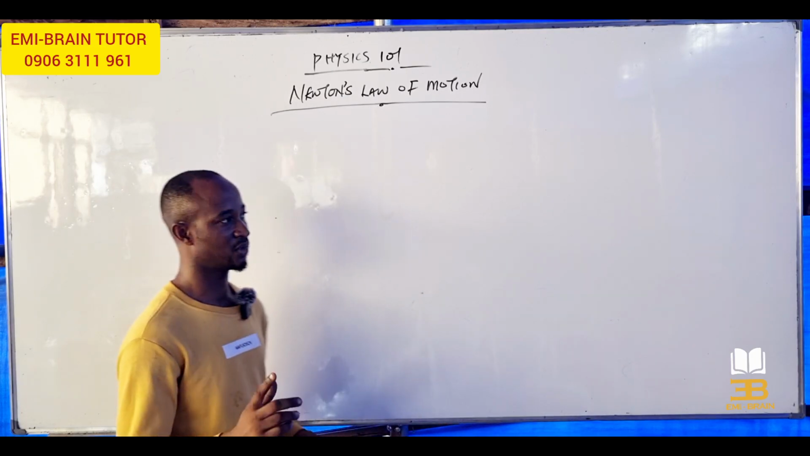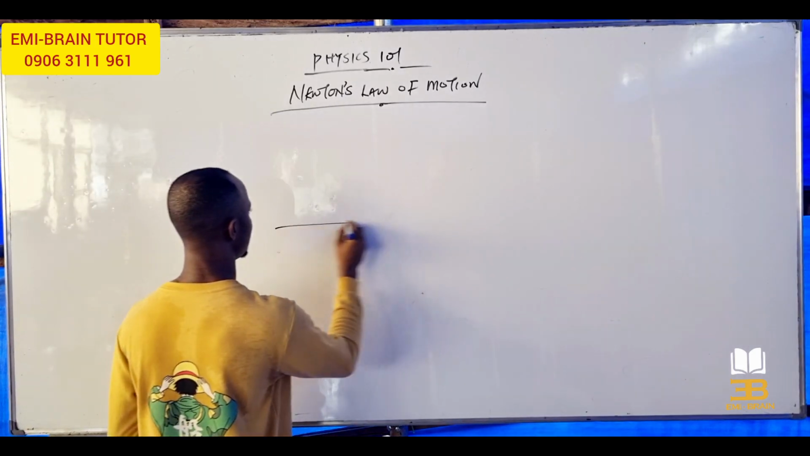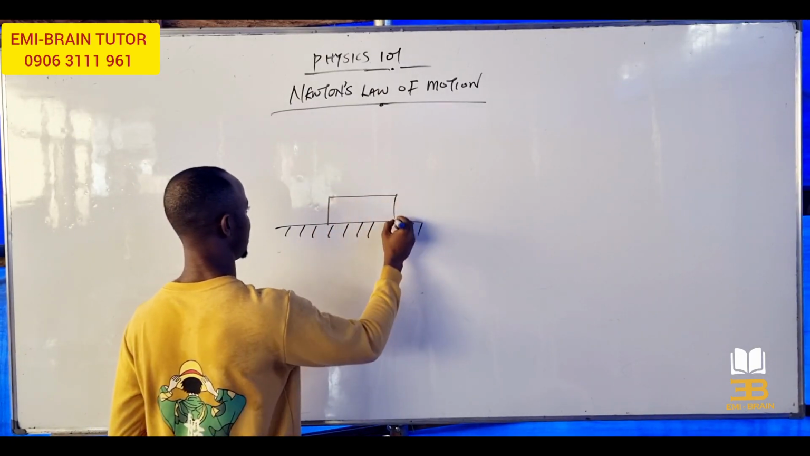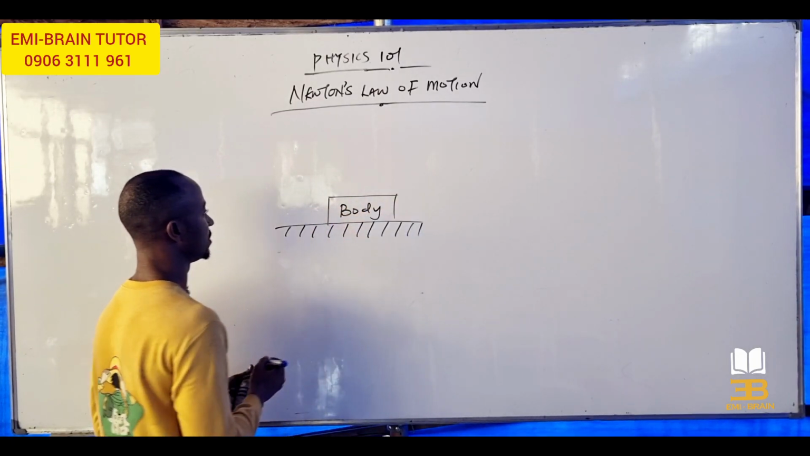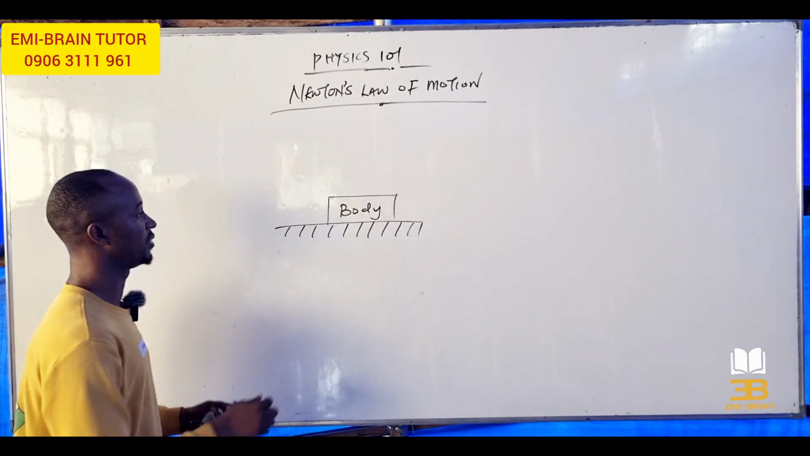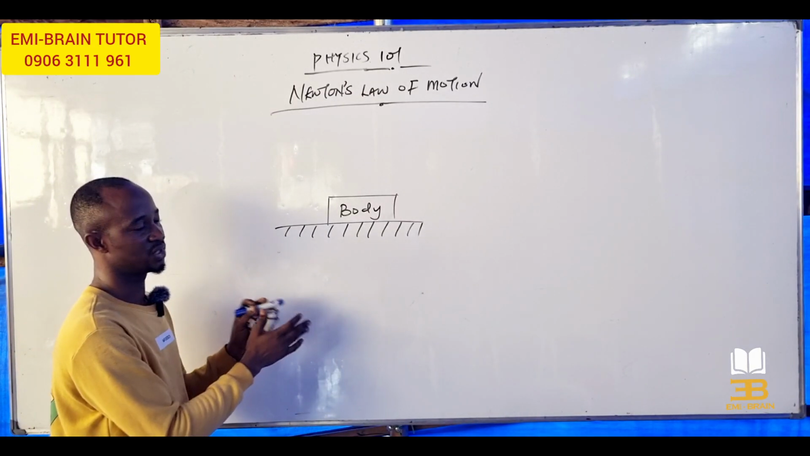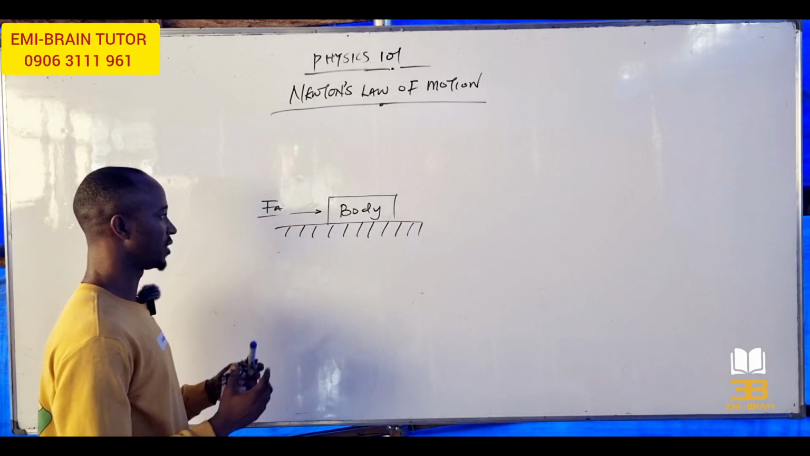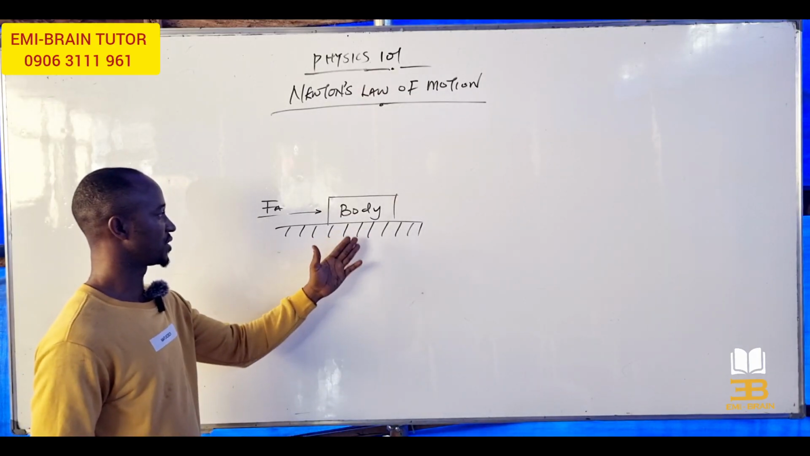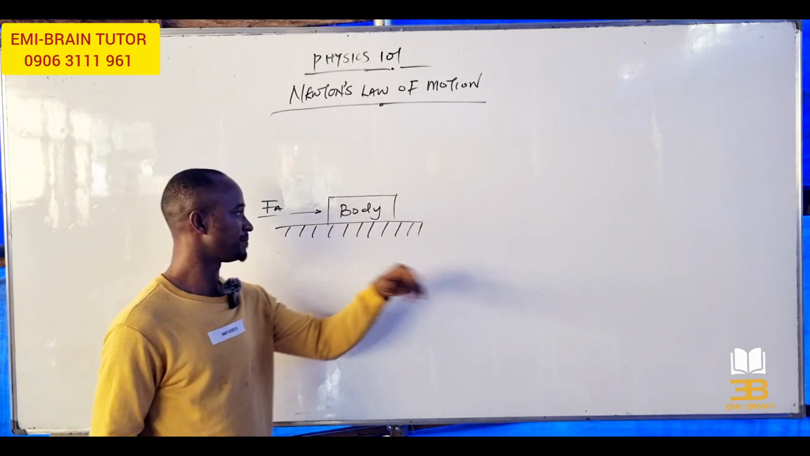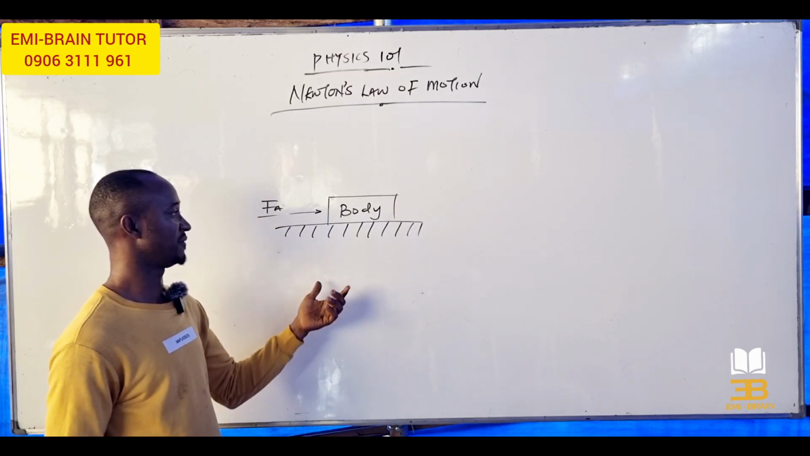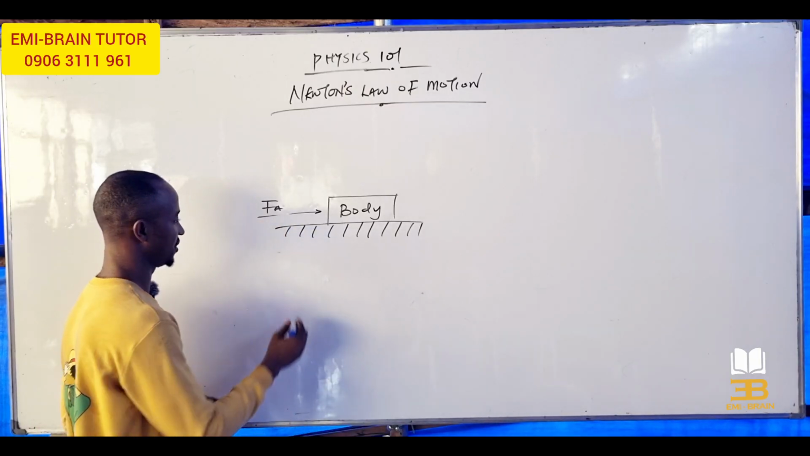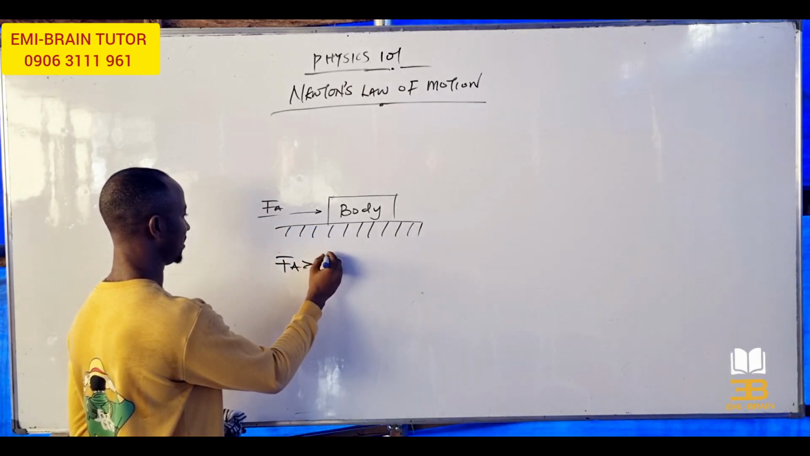Alright, so let's look at the first law. I've already stated the first law. If I have a body, let's say on a rough surface, and the body is kept here on the surface, then according to the first law of motion, this body will remain at rest, in this position, unless a force is applied. When the force is applied on this body, the body will accelerate and change its position from one point to another. But because this is a rough surface, for this body to change position, the applied force must be greater than the frictional force.